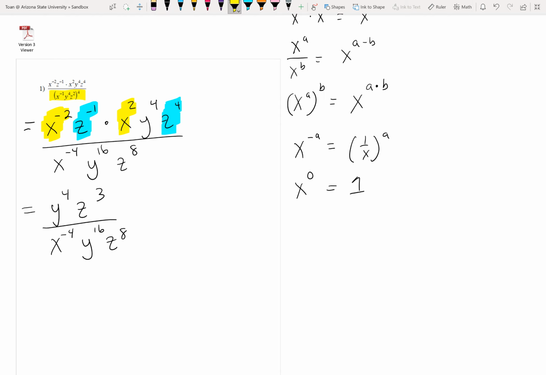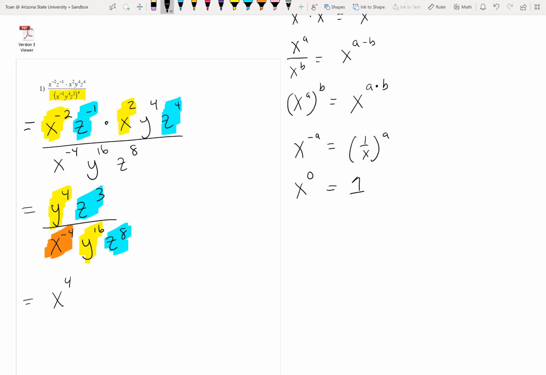Next, I'm going to apply the quotient property, and again, you only look at the same variables. So I'm going to look at the y's, and I'm going to look at the z's, and oh heck, let's use the negative exponent rule for the x's. So using the negative exponent rule, the x will go on the top, and that becomes positive.